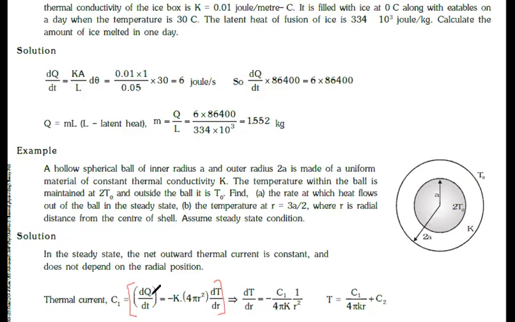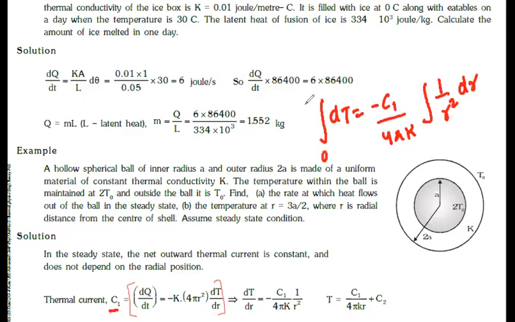Steady state means thermal current is constant, which is C1, it is given. I'll just assume that it will be C1 because you have to find the rate, you have to find the equation. So when you talk about this term, this is C, so dT by dr, or d theta by dr, is equal to minus C1 by 4 pi k, 1 by r square. Now we take dr to that side and integrate. If we integrate, we'll get dT is equal to minus C1 by 4 pi k, integration of 1 by r square dr. Yes or no? And this is integration from 0 to T.